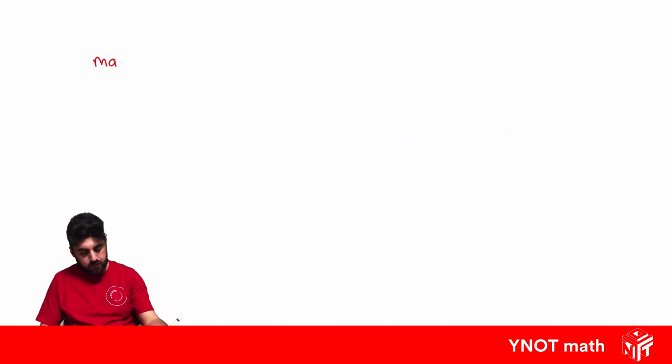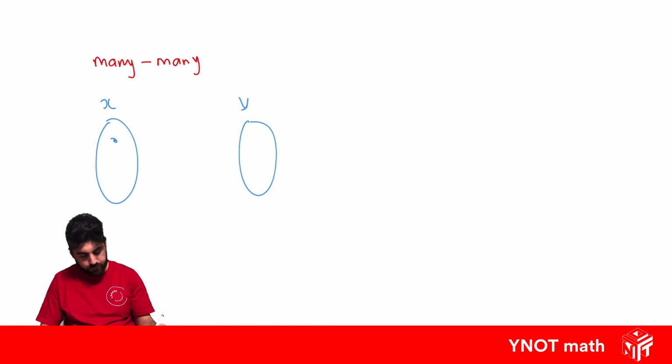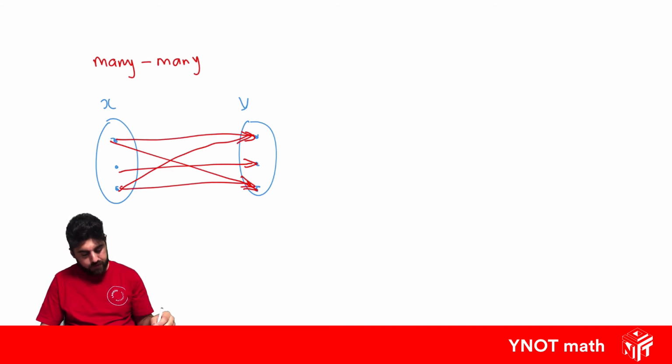Our last one is a many-to-many function. Now, the diagram would look something like this for our points. We have our x and y values. But we've got many values of x going to many values for y. So here you can see our x going to multiple y values, and this one here is going to many y values as well.